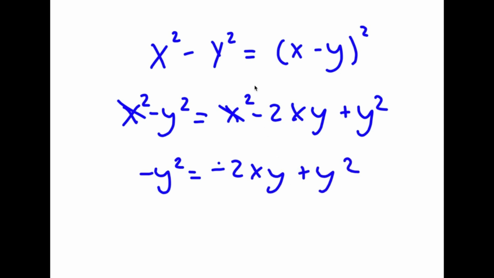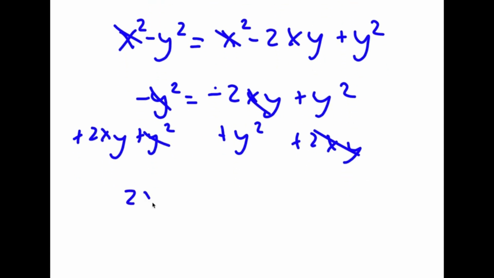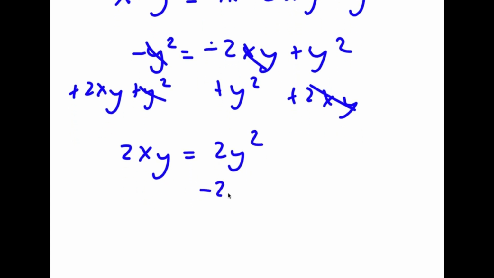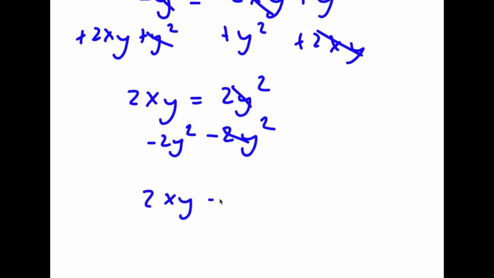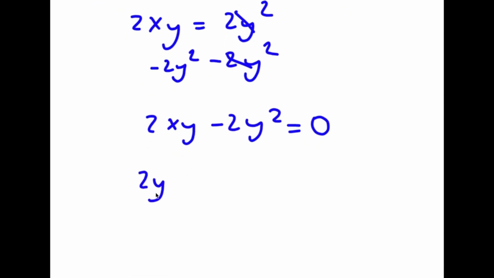And now I'm going to add y squared on both sides and add 2xy on both sides. These two cancel out, these two cancel out, and I have 2xy is equal to 2y squared. Now I'm going to subtract 2y squared on both sides. These two cancel out, and I get 2xy minus 2y squared is equal to 0. Now I can factor out 2y. So now I have 2y times (x minus y) is equal to 0.